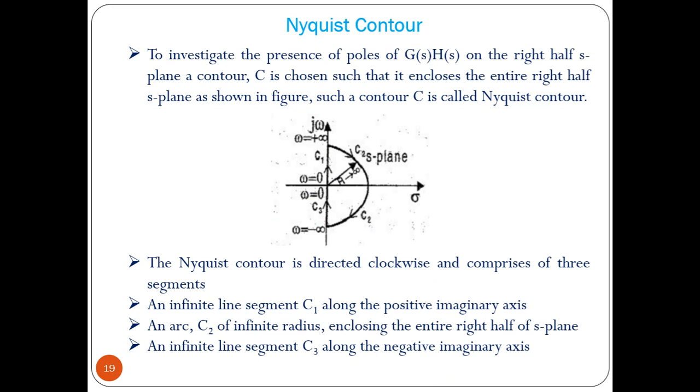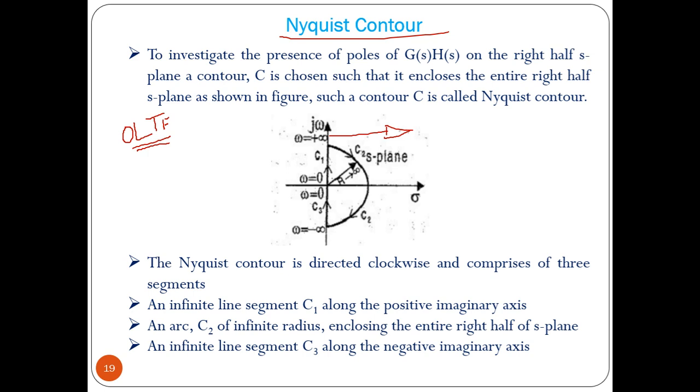Now let me tell you about the Nyquist contour. In the Nyquist stability criterion we have to deal with right half plane poles and zeros. That is the main concept: right half plane poles and zeros of the open loop transfer function. From that we can find the stability of the closed loop system very easily. This is a very simple thing.